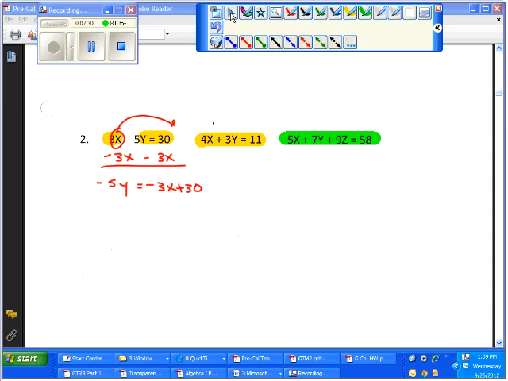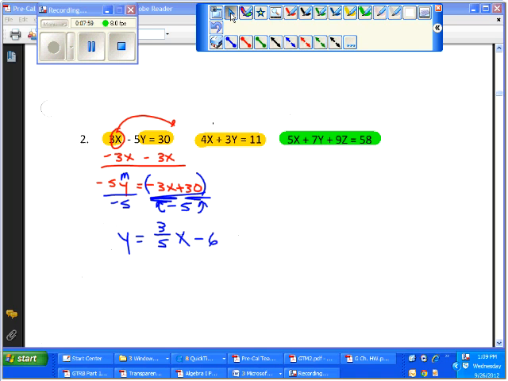Now we're going to get the junk off of y. So we're going to undo multiplication by division. Remember that we're going to be distributing that division through that parenthesis. So we're going to have negative 3 divided by negative 5 is positive 3/5. When you divide with the same sign, it's positive. 30 divided by negative 5 is negative 6. Is everybody good with that?